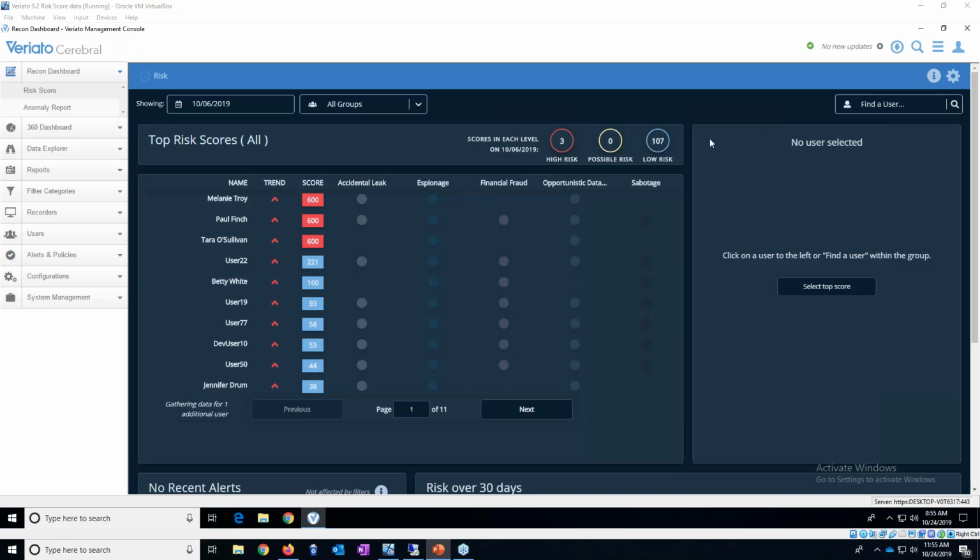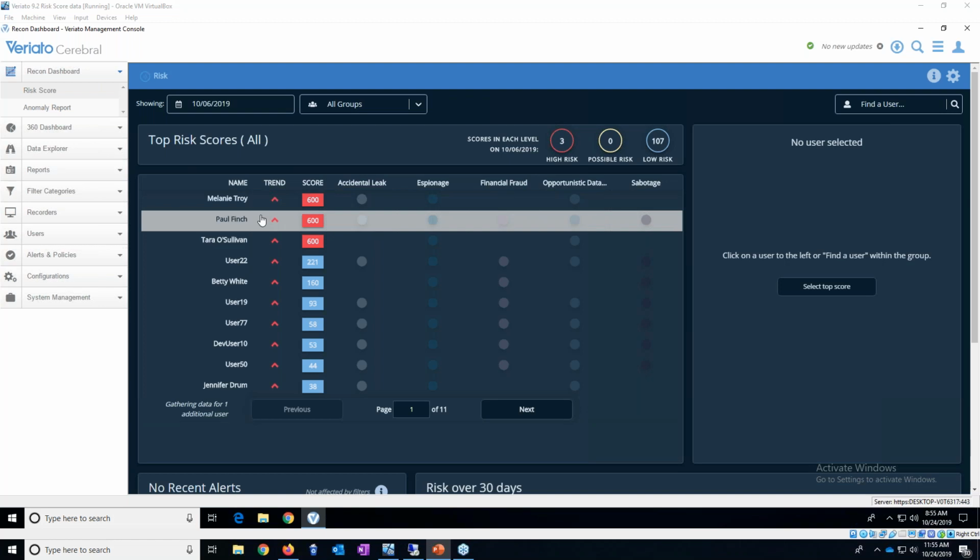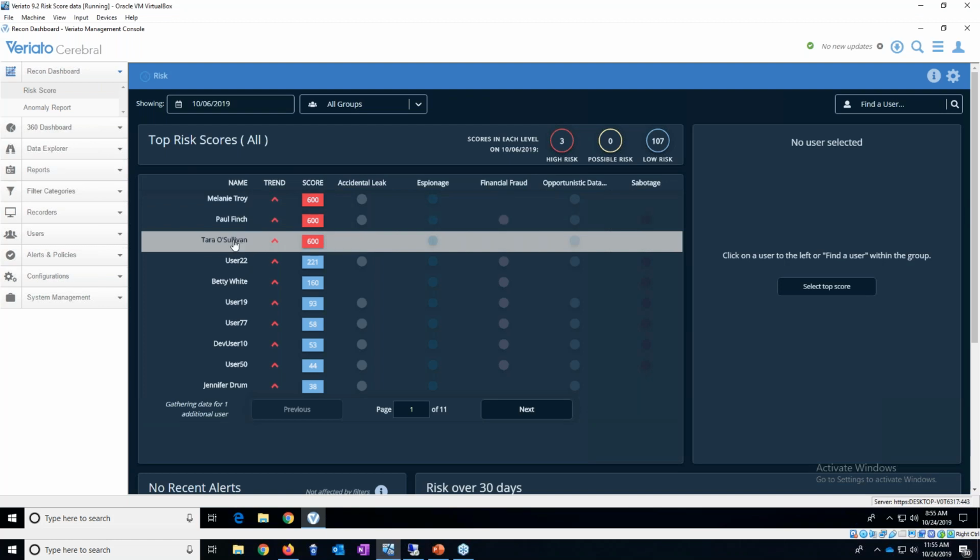So here's an example. Can we see the risk scores? Yes, we can. Okay, perfect.